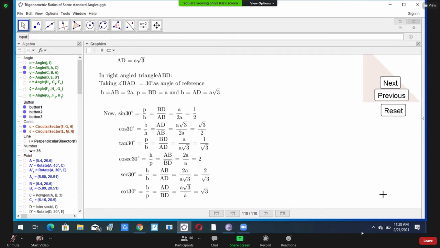Very simple. It takes time, how to remember, how to derive these formulas. Okay, this you can take as formula also. Sin 30 degree equals 1 by 2, cos 30 degree equals root 3 by 2, tan 30 degree equals 1 by root 3, cosec 30 degree equals 2, sec 30 degree equals 2 by root 3, cot 30 degree equals root 3.